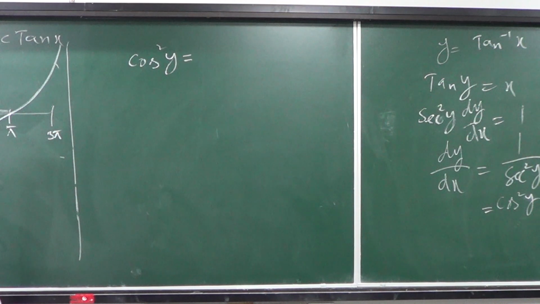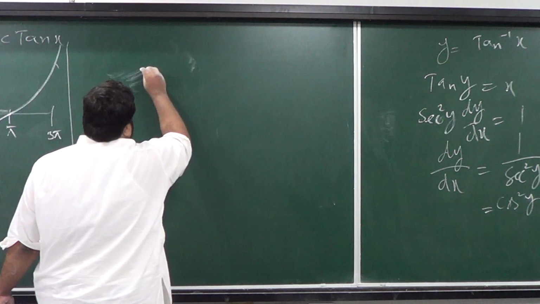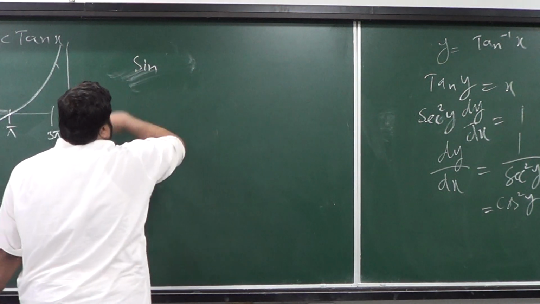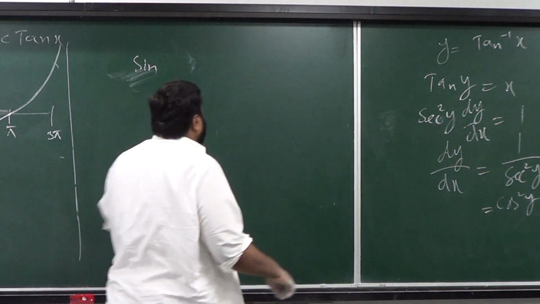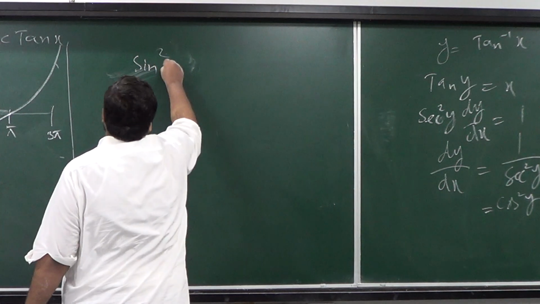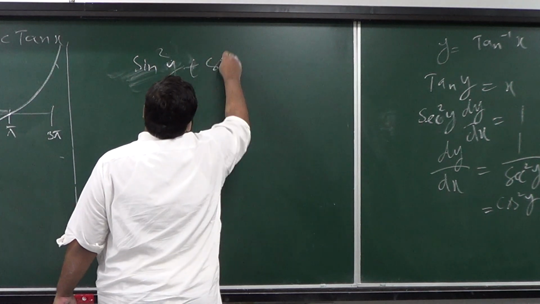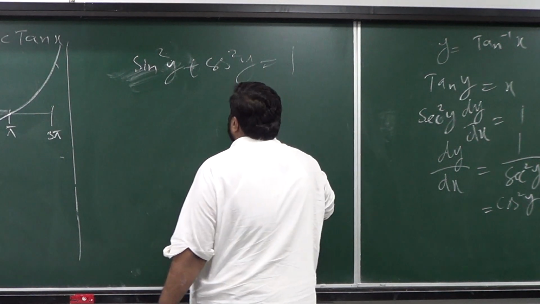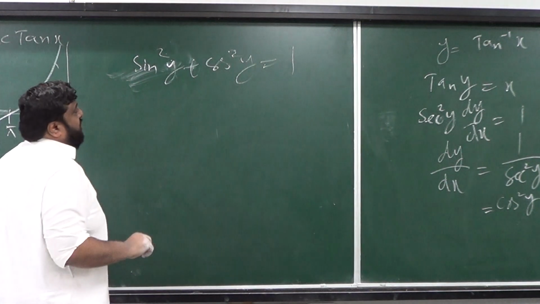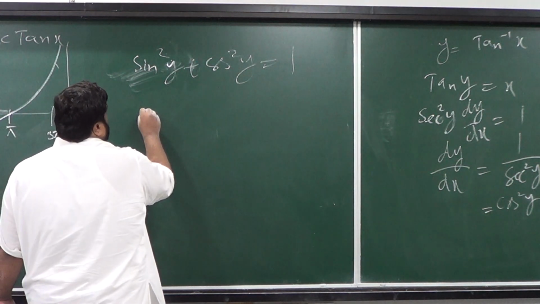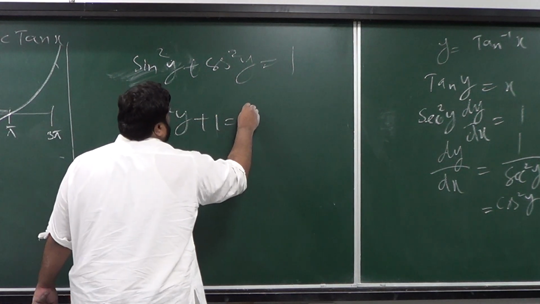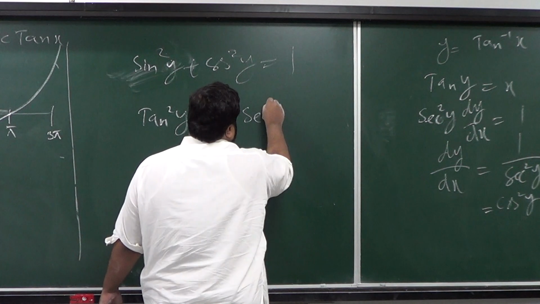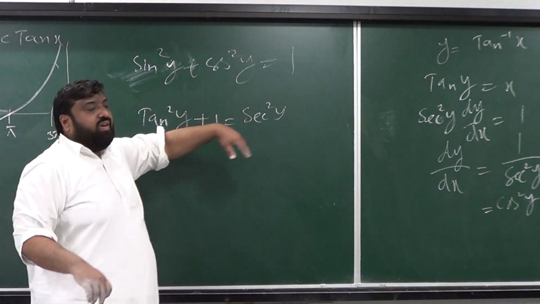Just write sin square plus cos square equals 1 and divide by cos square. That's a good idea, we can do it directly. Thanks for that. So sin square y plus cosine square y is 1. If you divide everything by cosine square y, then this is going to be tangent square y plus 1 equals secant square y, because this is 1 over cosine square y, which is secant square y.